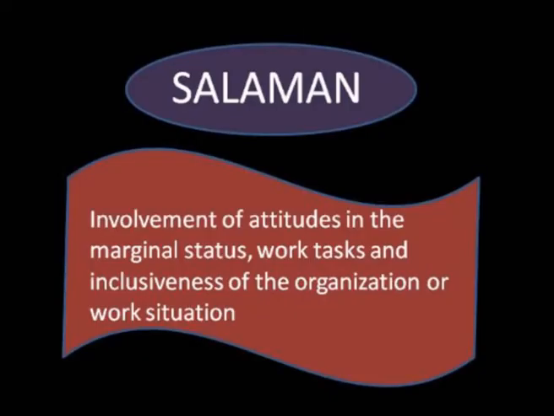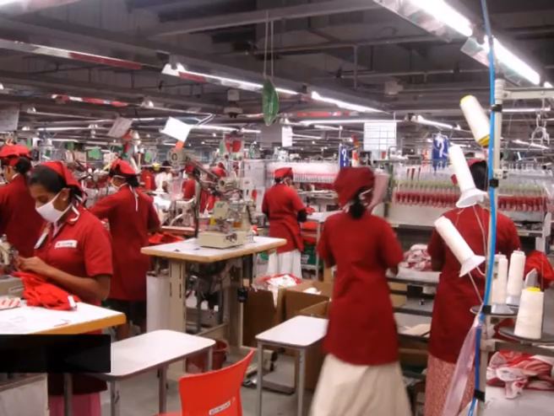The members of occupational communities see themselves in terms of their occupational role, and their reference group is composed of other members of the occupational community. Salomon in 1971 has suggested the involvement of these very attitudes in the marginal status, work tasks, and the inclusiveness of the organization or work situation.